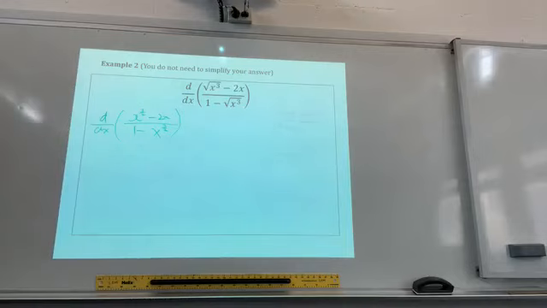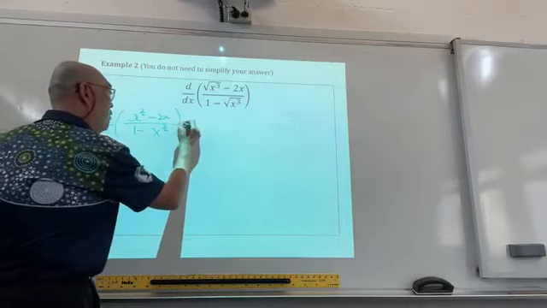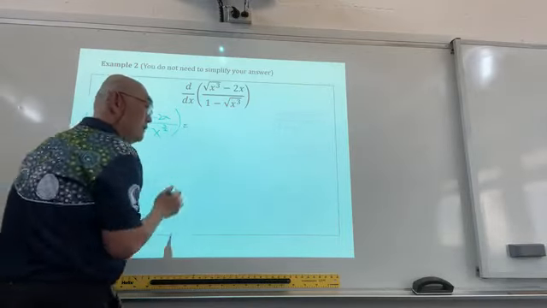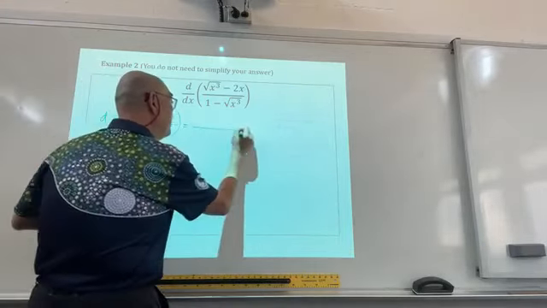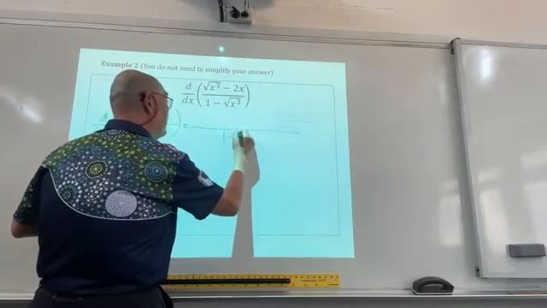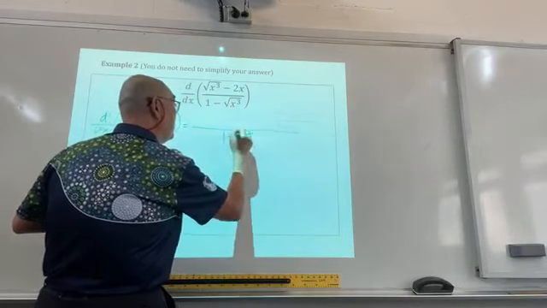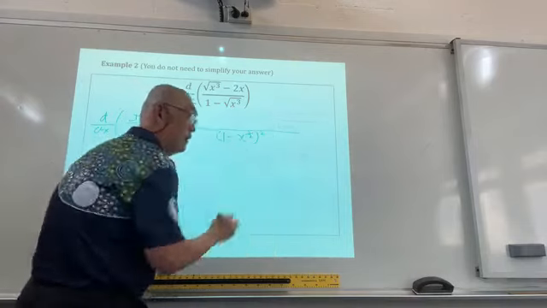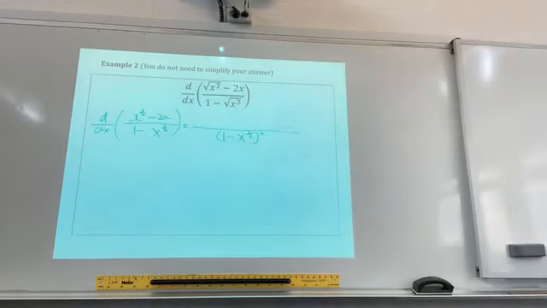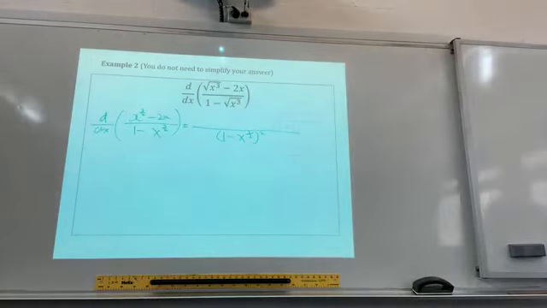Instead of radical, it says here you do not need to simplify your answer. So once you've done that, it's probably pretty straightforward now. 1 minus x to the power of 3 over 2, that's the denominator squared. You do not have to simplify it, so do not expand.